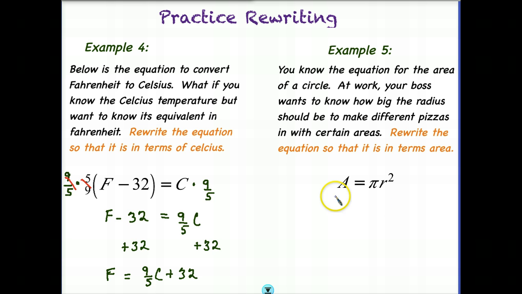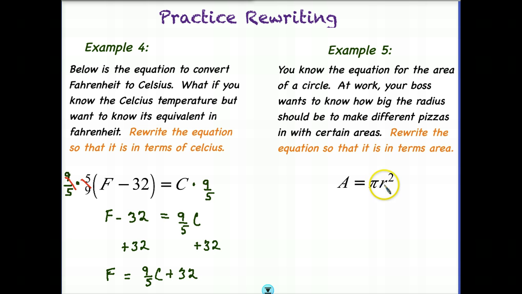So in this equation, we are looking at rewriting it in terms of the area. And this is because at your work, your boss wants to know how big to make the radius of different sized pizzas given a certain area. So maybe he knows what the area is that he wants, but he doesn't know what the radius should be. So he tells you that that's what he wants, and you decide that you will rewrite this equation in terms of area so that you can calculate that.